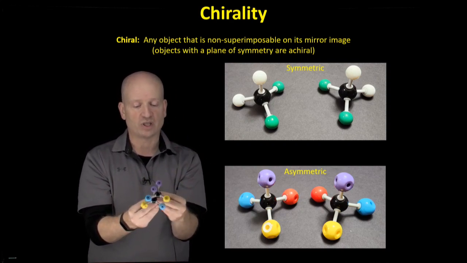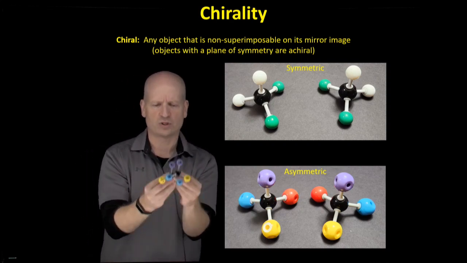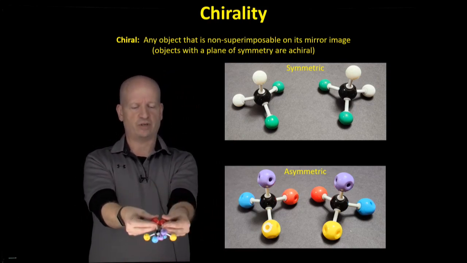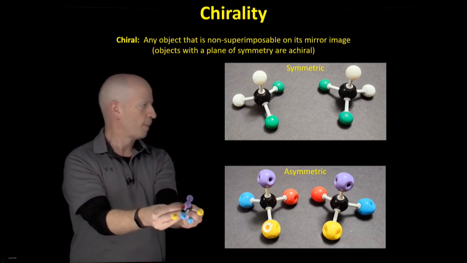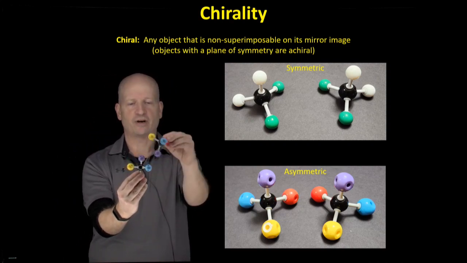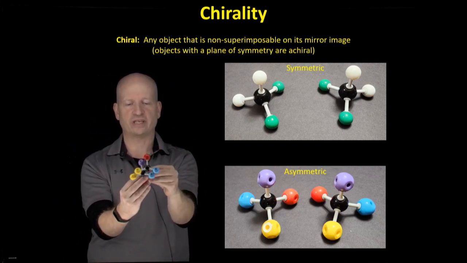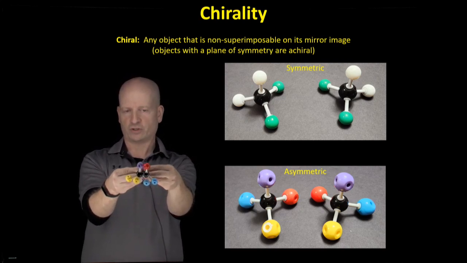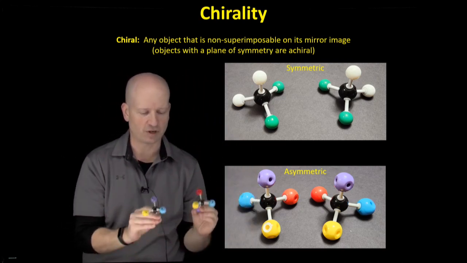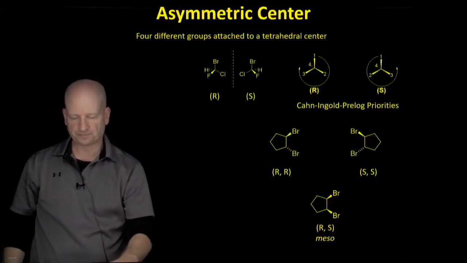But when you try to align or superimpose all of the atoms in here, you can't do it. Here we've lined up the purple and the red group, but the blue and the yellow ones are reversed. If I were to turn this where I lined up the blue and the yellow, then the red and the purple would be reversed. And so these are non-superimposable mirror images of each other, and they are chiral.